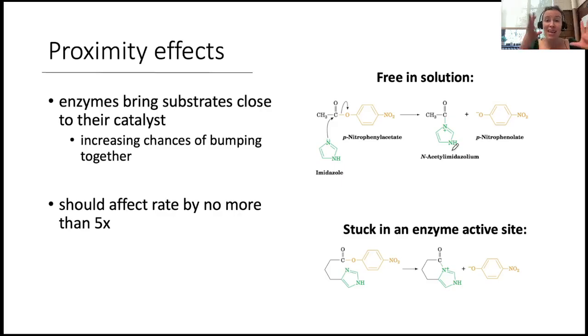And the reaction can't happen unless they literally and physically bump into one another. What an enzyme does in its active site is it traps the substrate next to the catalyst. So for example, if we had some catalyst that needed to react with our substrate, if they were covalently linked quickly to the enzyme, they couldn't move around too much and get away from each other. They'd be stuck close to each other. And if they're close to each other, they're more likely to bump into each other and perform that reaction. But this really only affects the rate by about 5 times, which isn't a lot.